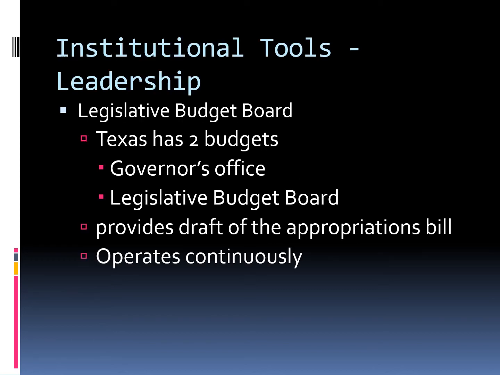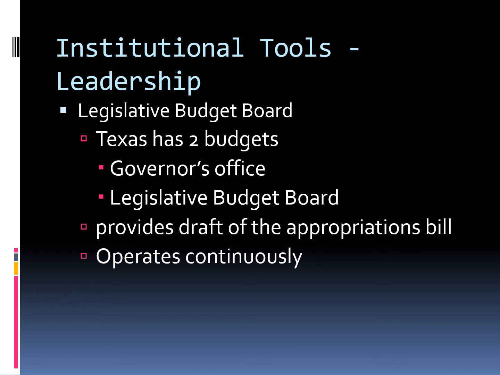Okay, the second type of power base that they have is called the institutional tools of leadership. I kind of introduced these already, so we're going to be talking a little bit more about them. The first one I want to talk about is the Legislative Budget Board. In Texas, there are 2 budgets. The governor has one budget, and the legislature has another budget. The one that does the budget for the legislature is called the Legislative Budget Board.